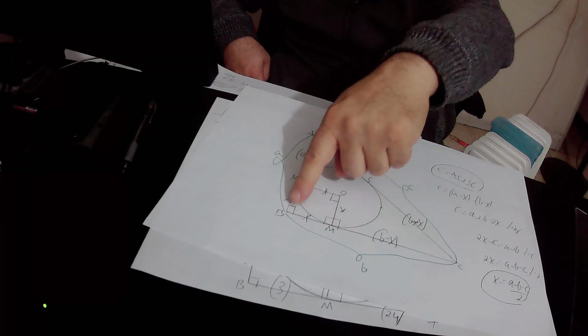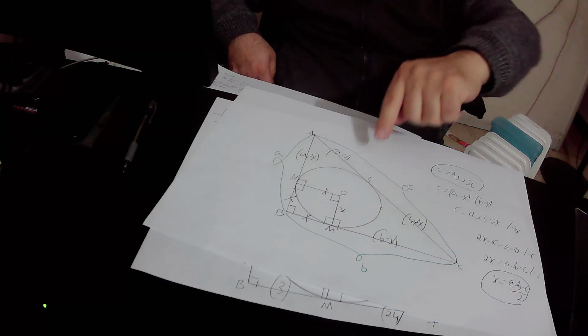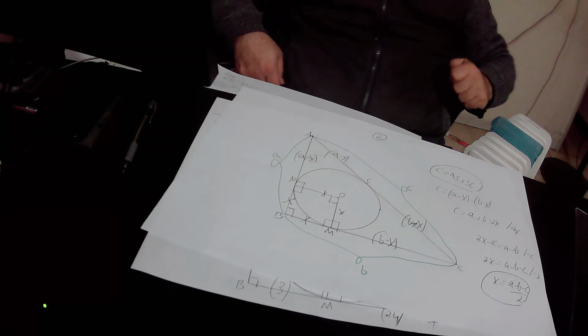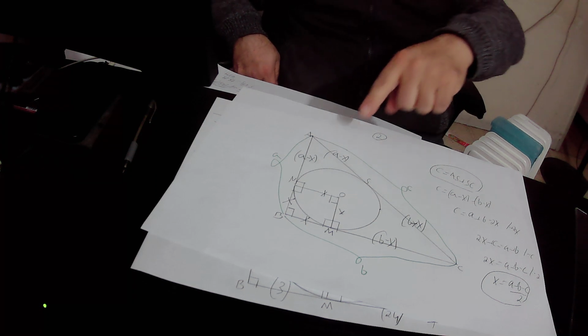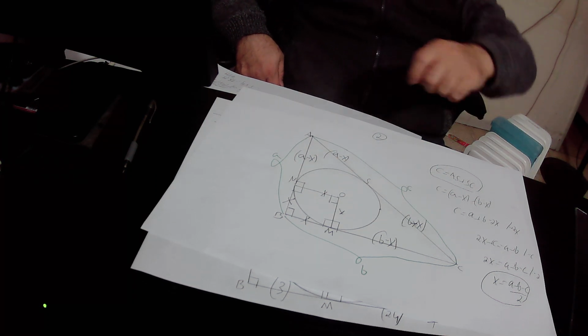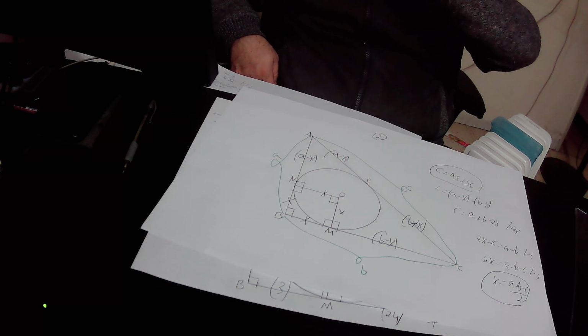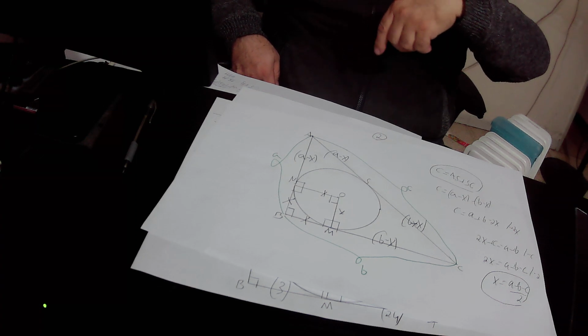This angle equals 90 degrees because ABC is a right triangle. So we have here 3 right angles. Therefore, the fourth angle must be equal to 90 degrees. So inside quadrilateral ONBM, we have 4 right angles. And therefore, we can say this quadrilateral ONBM is a rectangle. And we also know that the opposite sides of a rectangle are equal to each other.